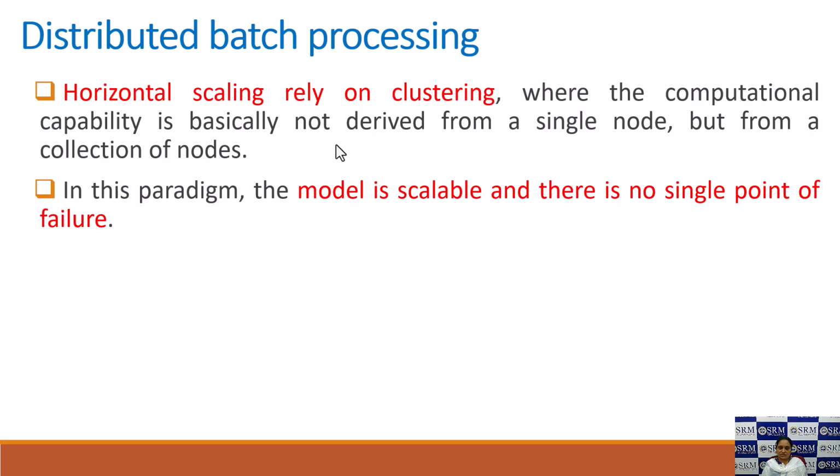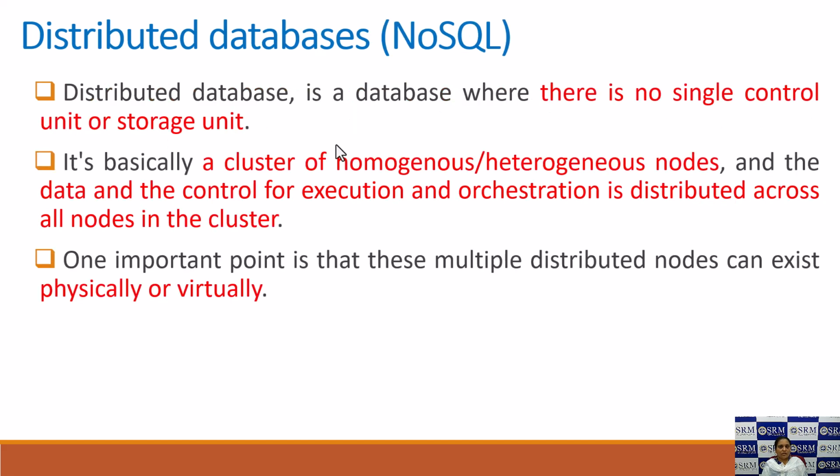This relies on clustering, where multiple nodes are used, and the computation capability is derived not from a single node, but from a collection of nodes. So in this paradigm, the model is scalable and there is no single point of failure. How a distributed database works is through NoSQL, because here it is not working on memory, it is working on the system, on the data.